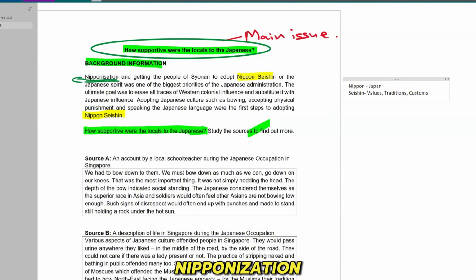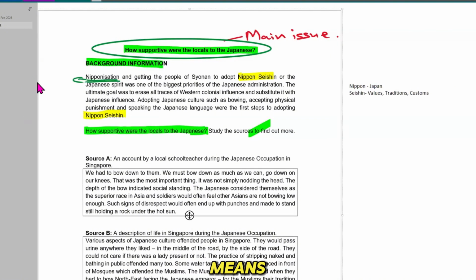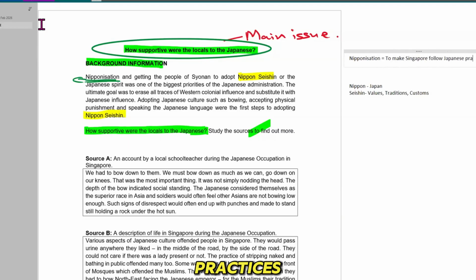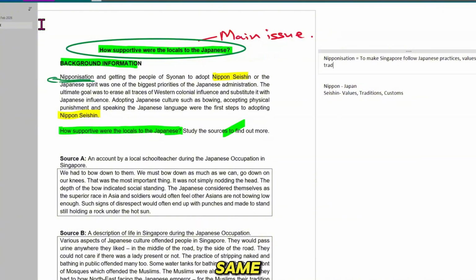And then the word Nipponization means what? Down here, this word here means what? Nipponization equals what? To make Singapore follow Japanese practices, their values, their traditions. Same as adopting Nippon Seishin.